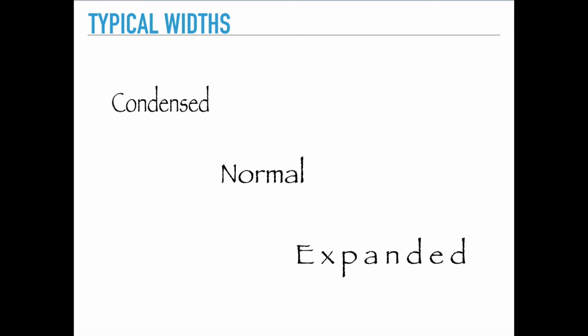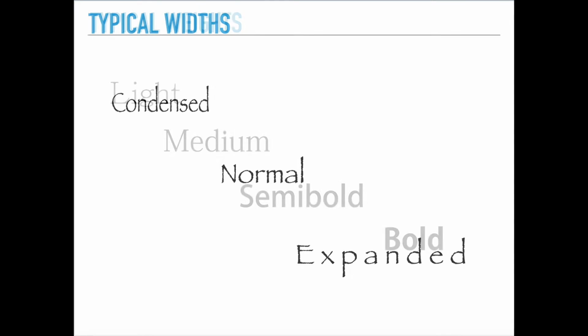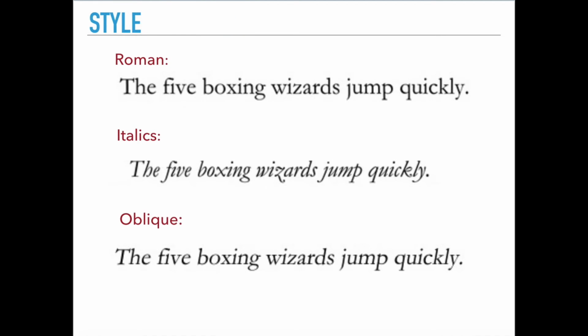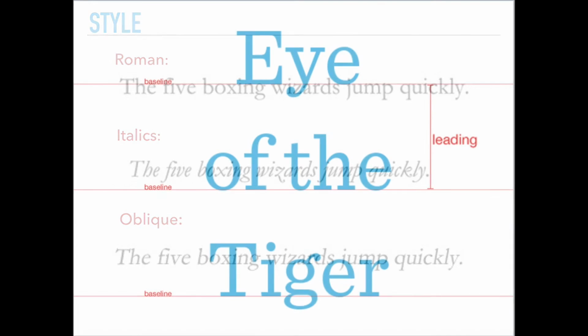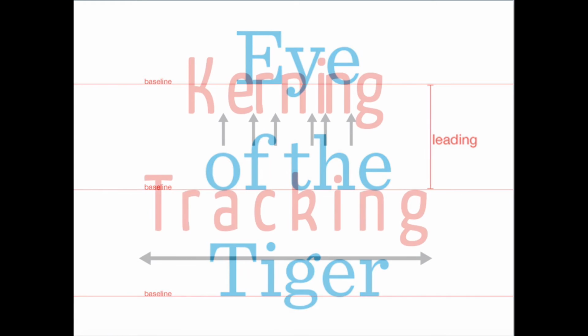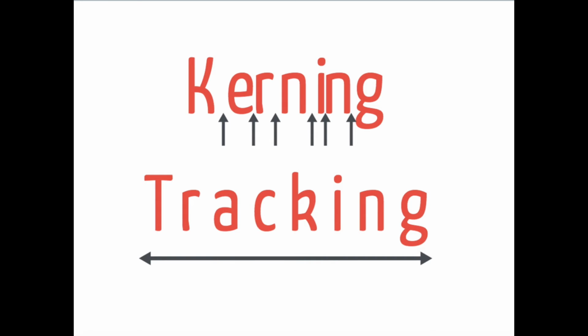There are typical widths: condensed, normal, and expanded. There are also typical weights: light, medium, semi-bold, and bold. There are 3 types of styles we use in text: Roman, the regular one; italics, slanted and used to conserve space; and oblique, which is basically Roman but on a bit of an angle. Leading refers to the space between 2 lines, specifically one baseline and another. Finally, I'll teach you about kerning and tracking. Kerning is the space between 2 individual characters, and tracking is the space between all the characters, typically in monospaced type.